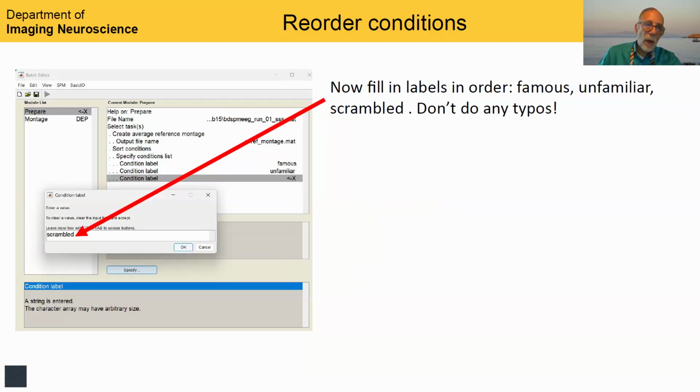So now we're going to click on the condition label that has an X in it and click specify. And we are going to put in order famous, unfamiliar, and scrambled. And here I just display the scrambled one. But make sure that what you type here is exactly the same as the label of the condition in your data, because otherwise the job manager is going to throw up an error. It's not going to be able to find what you wrote, and you're going to be trying to debug it.